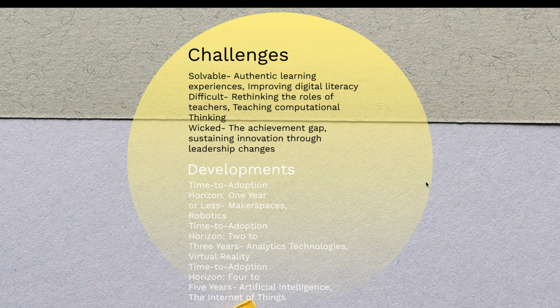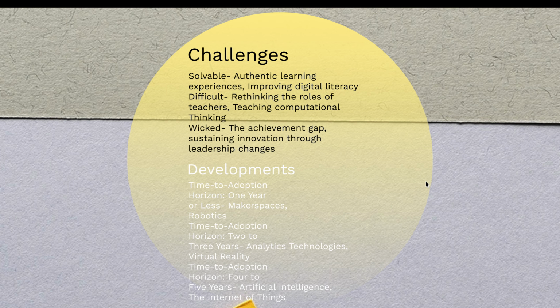The difficult challenges include rethinking the roles of teachers. This is difficult because people's minds are set on what a teacher should be and do, but can be rethought through support and with society agreeing and supporting teachers in every circumstance, as well as teaching computational thinking. This is basically students learning how to tell the computers to do things or to help them with certain things.